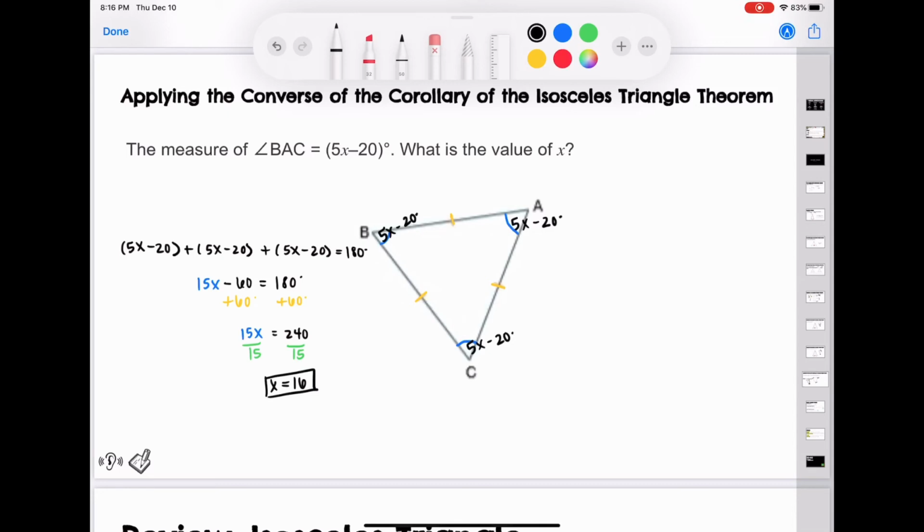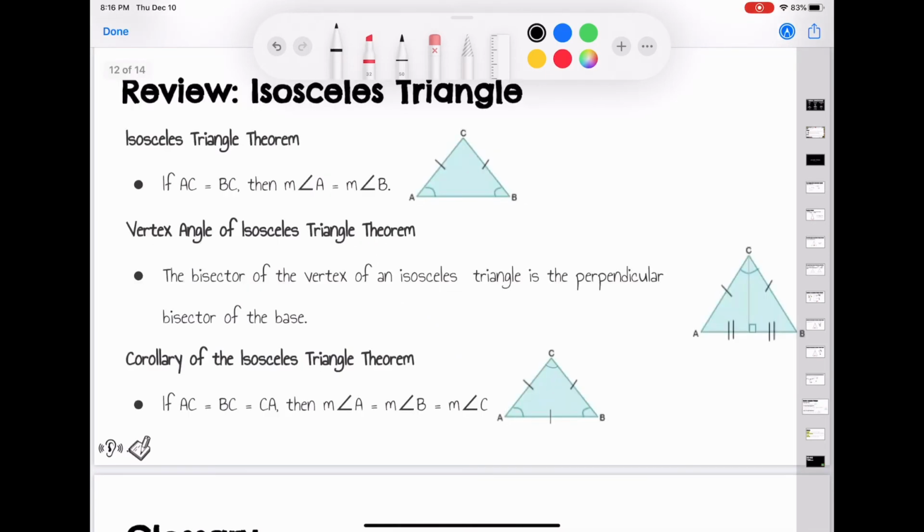x value. And if I want to plug that in to solve for each angle, I could go ahead and do so, but I'm not actually being required to do so in this question, so that is all I need to do. Okay, so let's review. Today we went over different types of theorems.